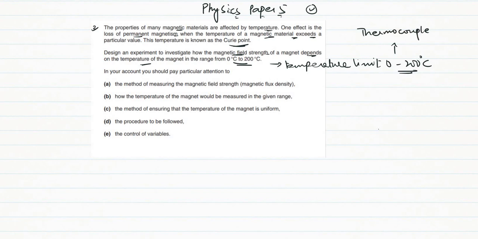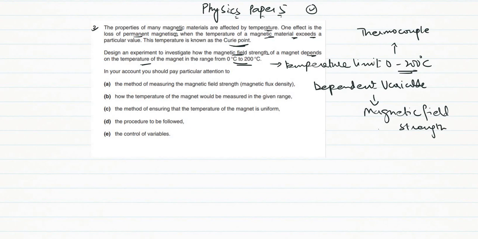Now the other thing, what are the dependent and the independent variables? First things first. What is the dependent variable in this case? The dependent variable is basically the magnetic field strength, because we are talking about the loss in magnetism. So it is magnetic field strength. Now when we talk about the independent variable, of course, it is easy to guess, that is the temperature, because the temperature varies between 0 to 200 degrees.